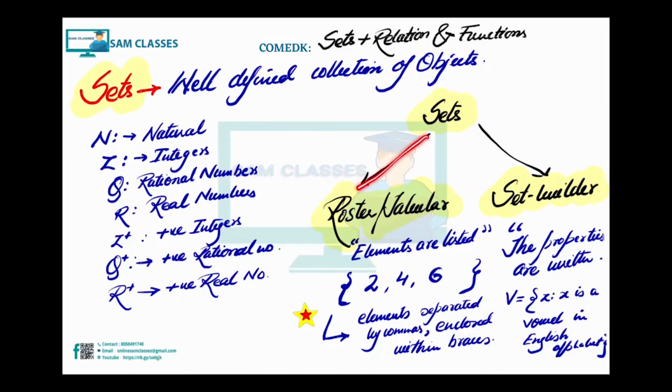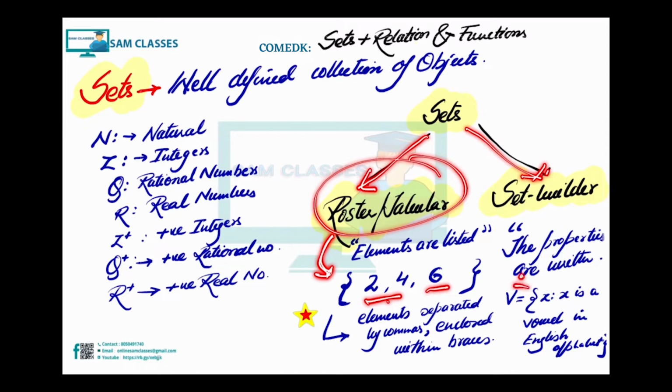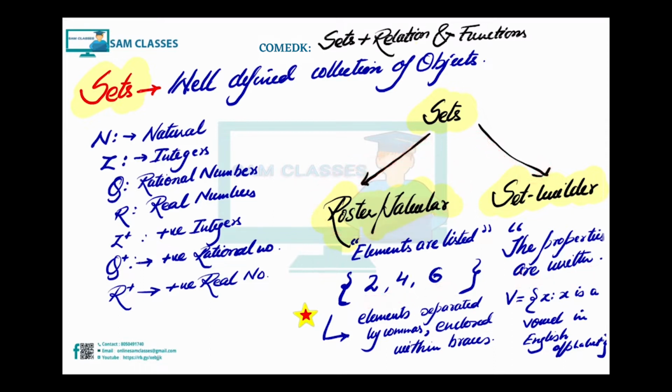So, sets can be represented in two forms. One is roster, the other is set builder. In roster, you write down the elements only, separated by commas. And in set builder, you write the property by which you're forming or choosing the elements. Okay, that's it, simple. Don't make it too complicated.